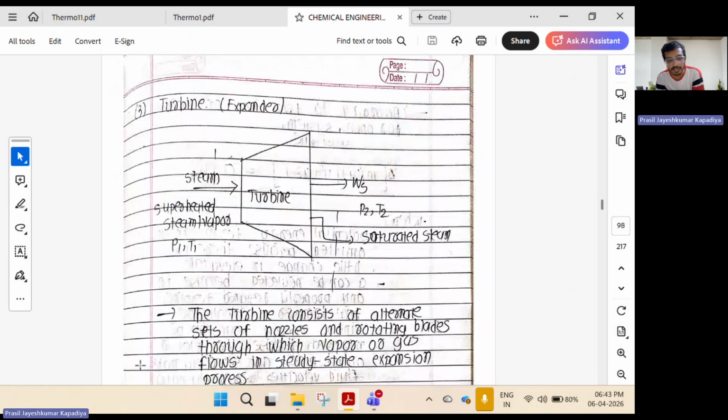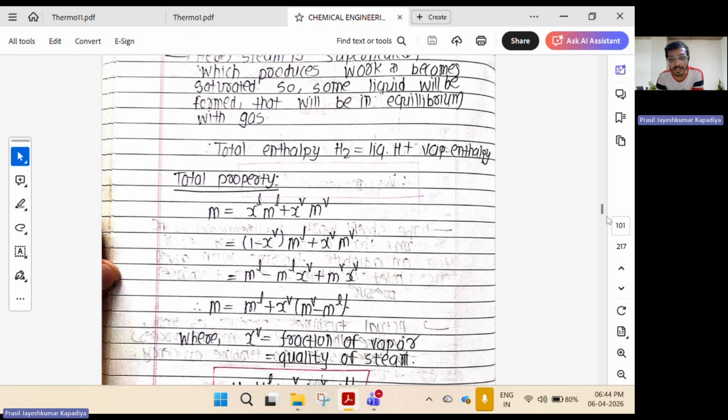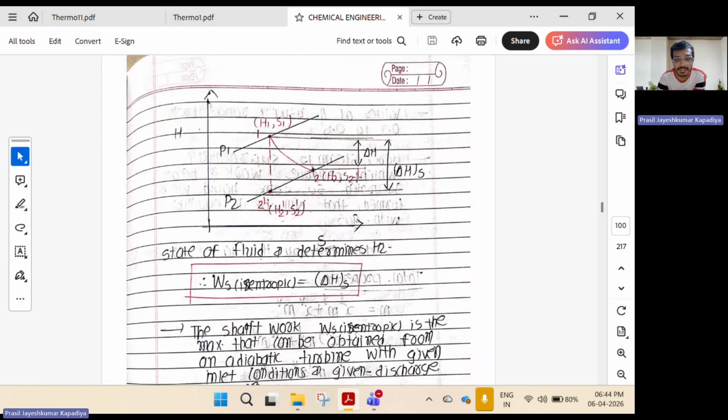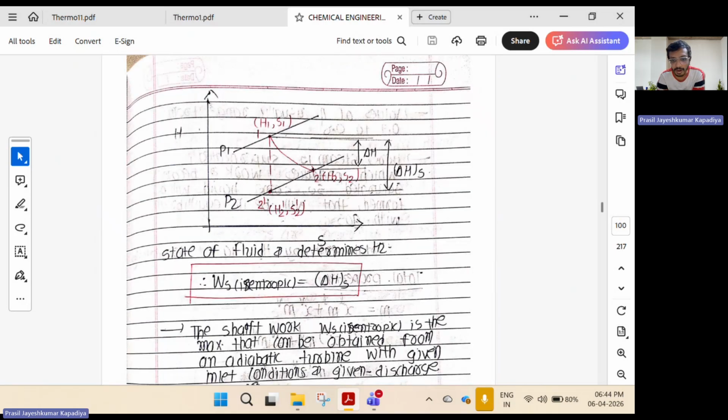We know that initially we had superheated steam, but when it produces some work, it is going to be converted into saturated steam. So what is going to be the quality of the steam? That is something we are supposed to know. Here the steam is superheated, which produces work and becomes saturated. So some liquid will be formed that will be in equilibrium with vapor.